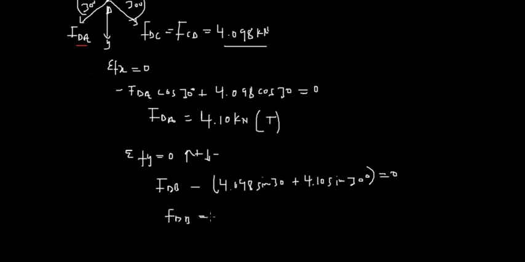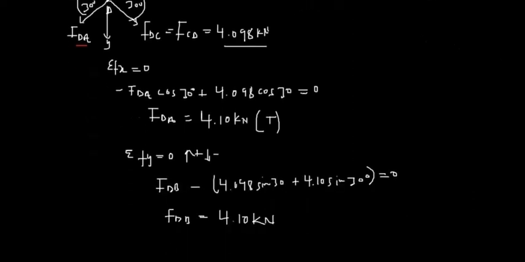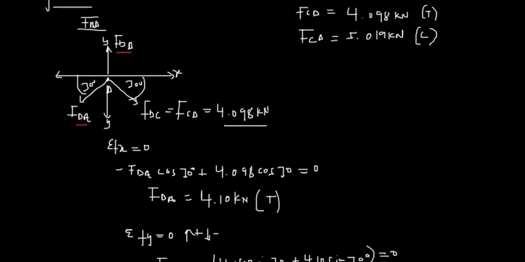Then we end up with FDB, when you do the simple computation, being equal to 4.10 kilonewtons. And we could notice that FDB is acting away from D, so most definitely that will be a tension. It will create a tension force at joint D.